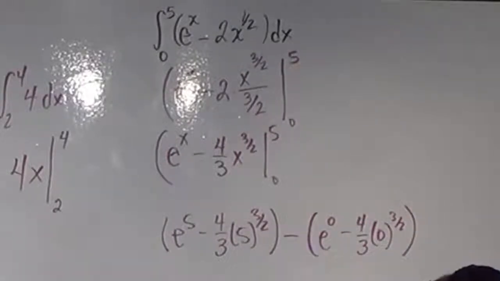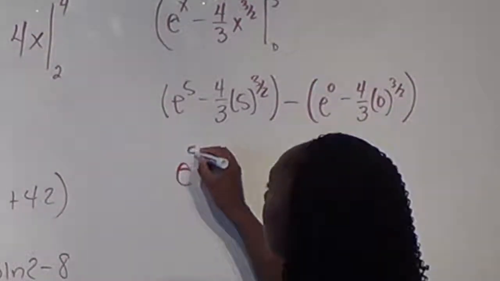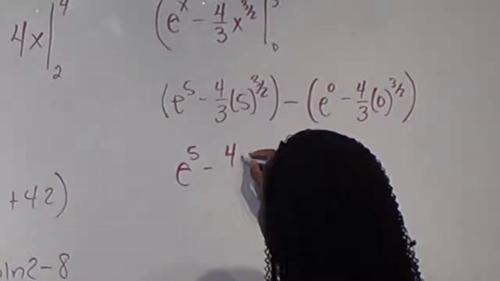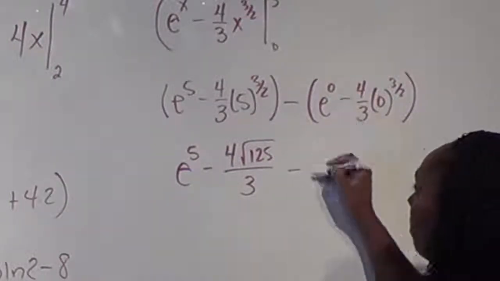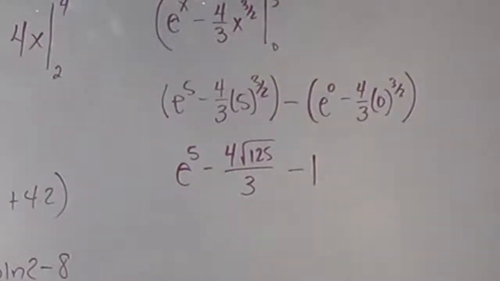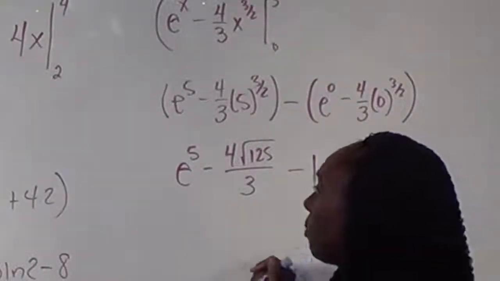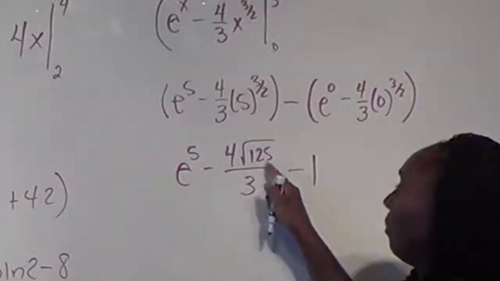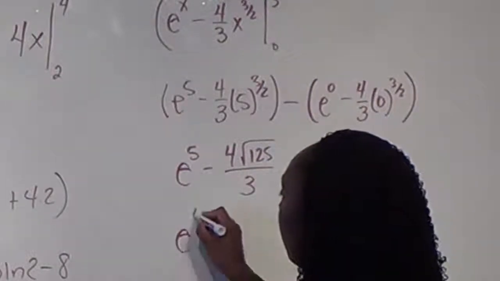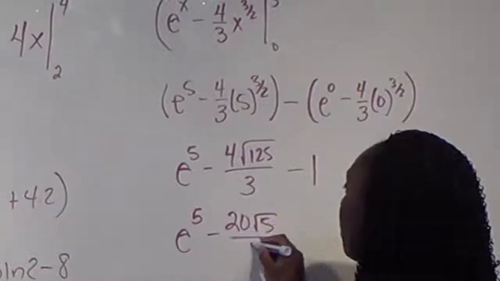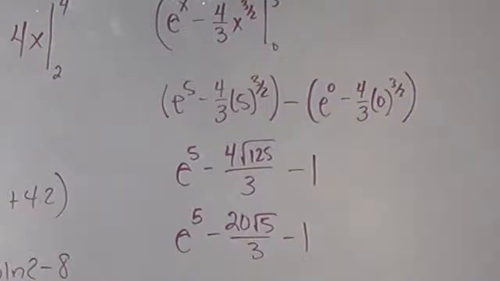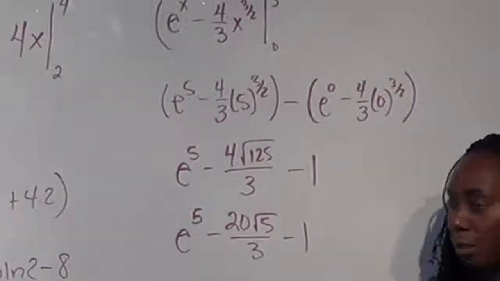Okay. Some of these you're not going to be able to simplify too much. In this case, I would probably just leave this as e to the 5th minus 4 square roots of 125 over 3. Here, e to the 0 is just 1. That term is going to go to 0. So there's an acceptable answer for something like WeBWorK. The square root of 125 I can bring down just a little bit more. So there would be our answer for this definite integral.